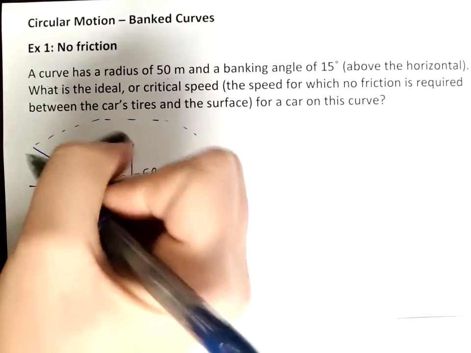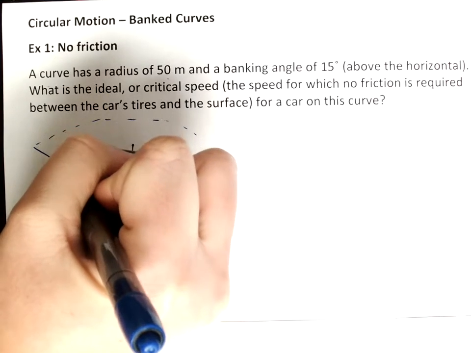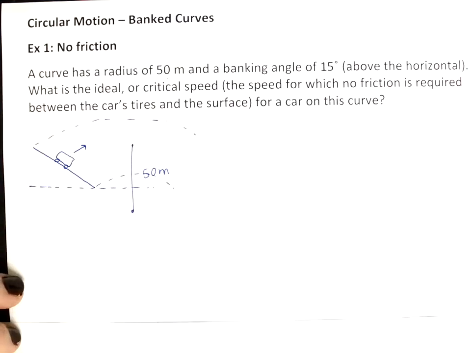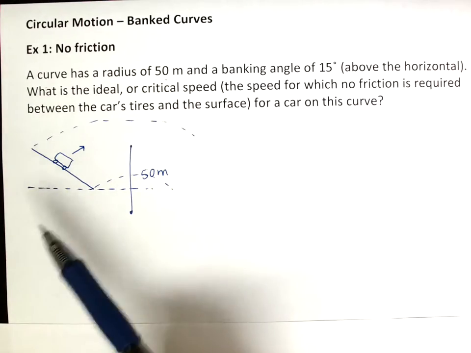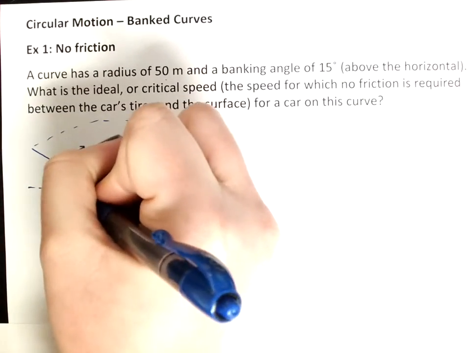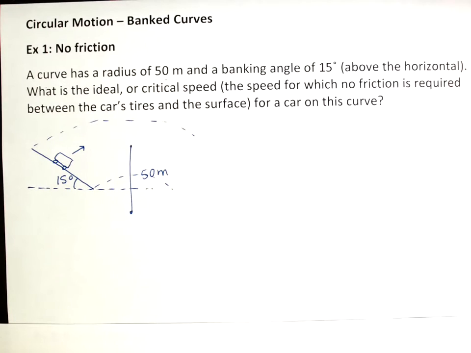And here's our car. Let's say it's going this way on the banked curve. So he's making the curve. It's banked at 15 degrees above the horizontal. What is the ideal or critical speed, the speed for which no friction is required between the car's tires and the surface, for a car on this particular curve?